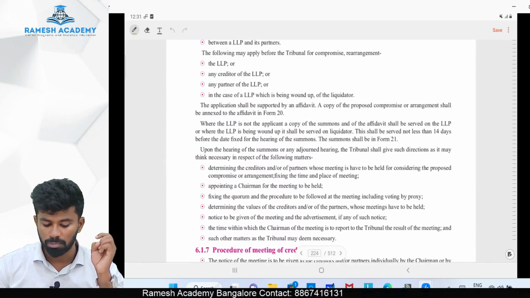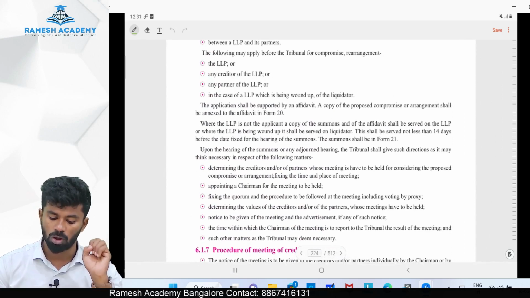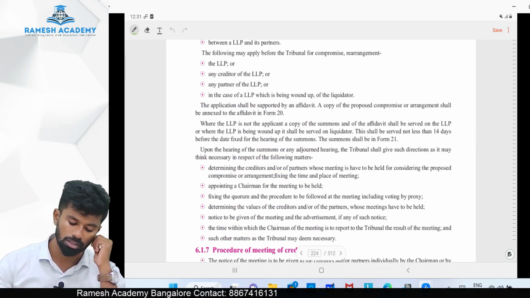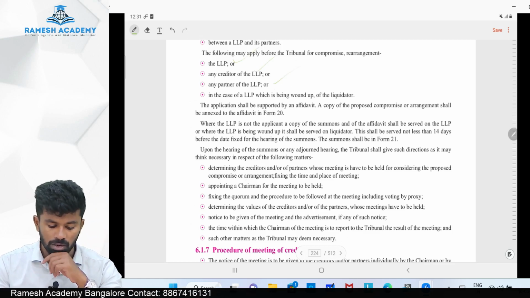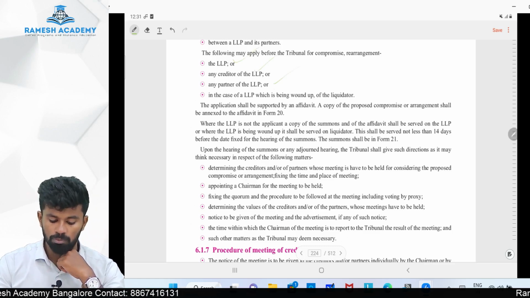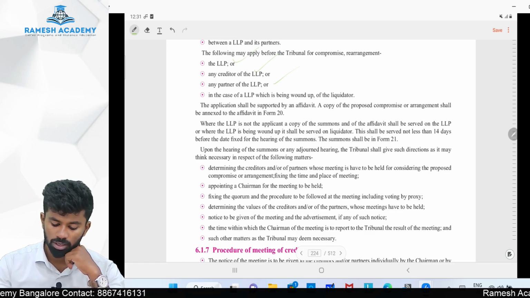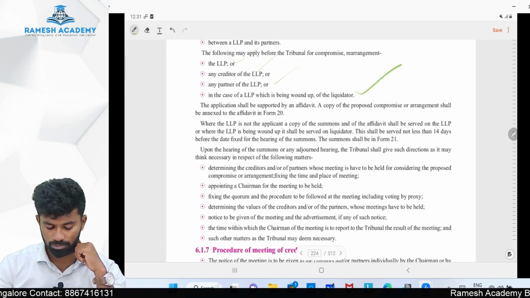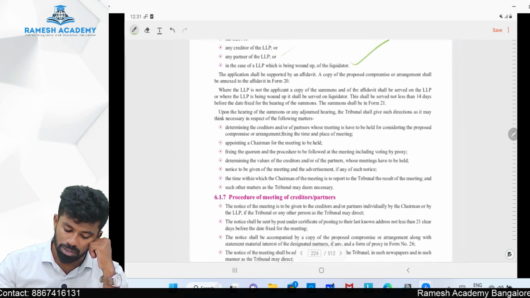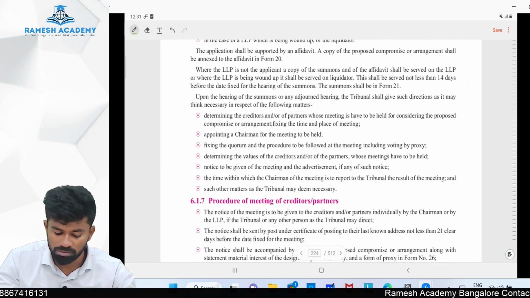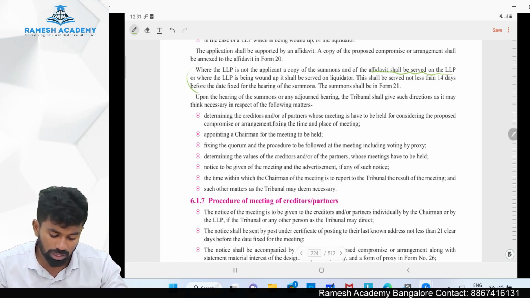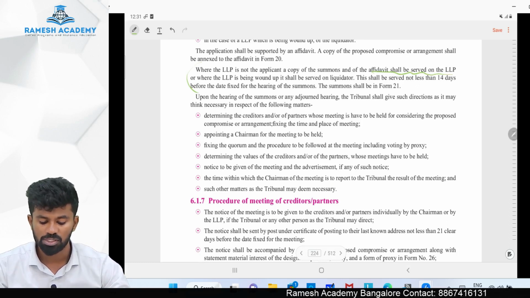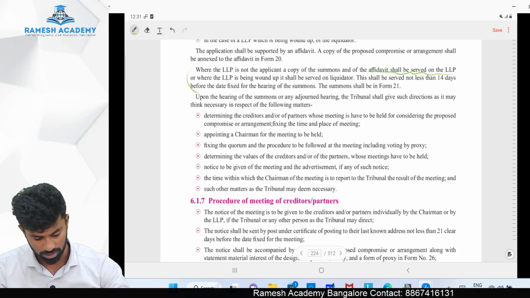The following may apply before the tribunal for compromise or arrangement. Either the LLP can apply, a creditor of the LLP can apply, or any partner of the LLP can apply. In case of an LLP which is being wound up, who can apply? The liquidator can apply. Where the LLP is not the applicant, a copy of the summons and the affidavit shall be served on the LLP, or where the LLP is being wound up, it shall be served on the liquidator.